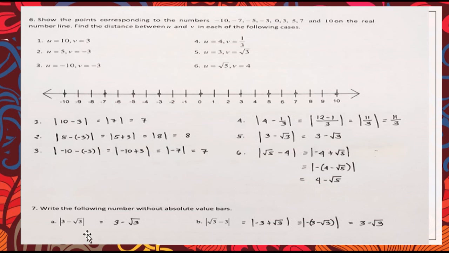And the last number, write the following number without absolute value bars. So, the absolute value of 3 minus square root of 3, that is 3 minus square root of 3. Same gani ha. Then, the absolute value of square root of 3 minus 3, again, pag atuas silang ibali, that is negative 3 plus square root of 3. Then, we factor out the negative sign. That is negative of 3 minus square root of 3. Absolute value niya, 3 minus square root of 3 ra gihapon. So, naa na sila ang mga answers ani sa atong exercises 2 part 2.